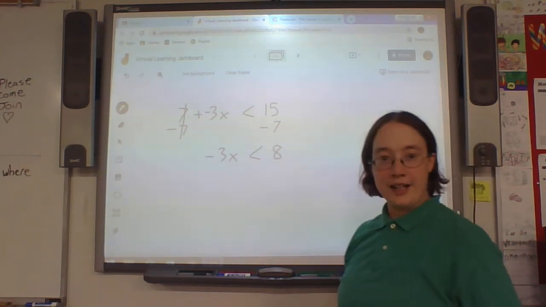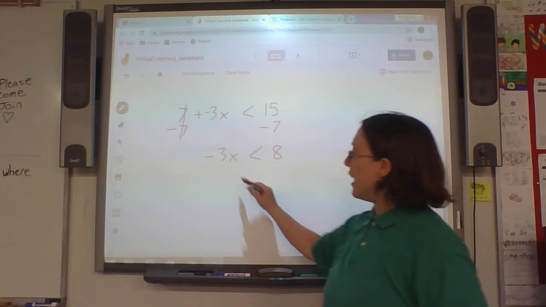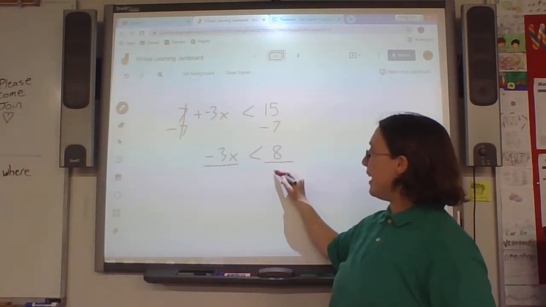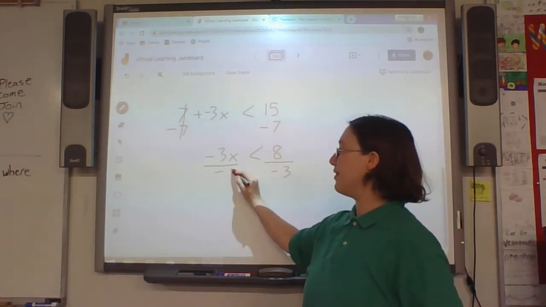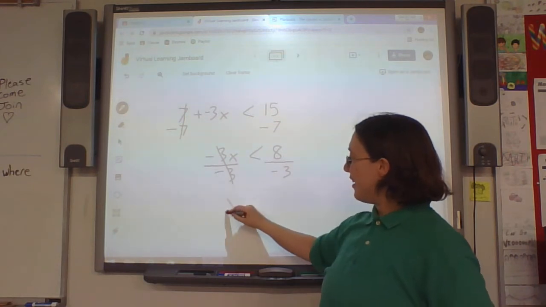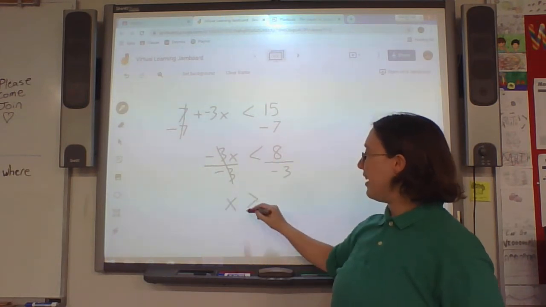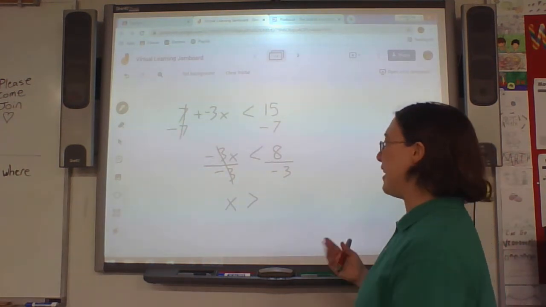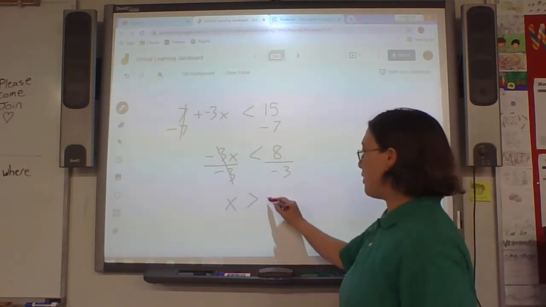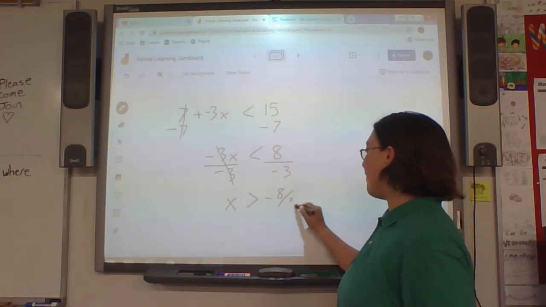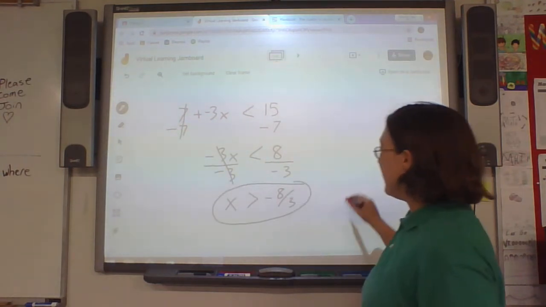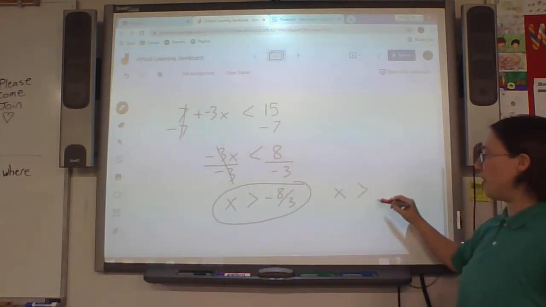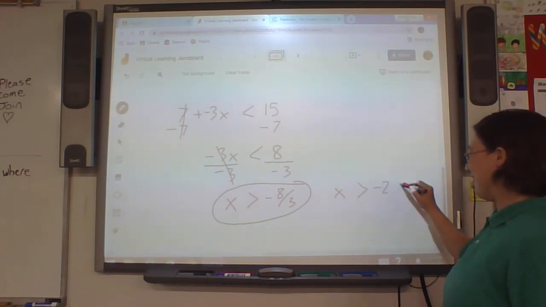Now we're going to divide by that negative 3. And if we're dividing by a negative, we need to remember to swap the sign. So instead of a less than, we get a greater than. If your fraction isn't going to give you a particularly nice decimal, so that'd be negative 2.3 repeating, feel free to leave that as a negative 8/3 instead. If you really want to call it a decimal instead, I mean, this is fine.